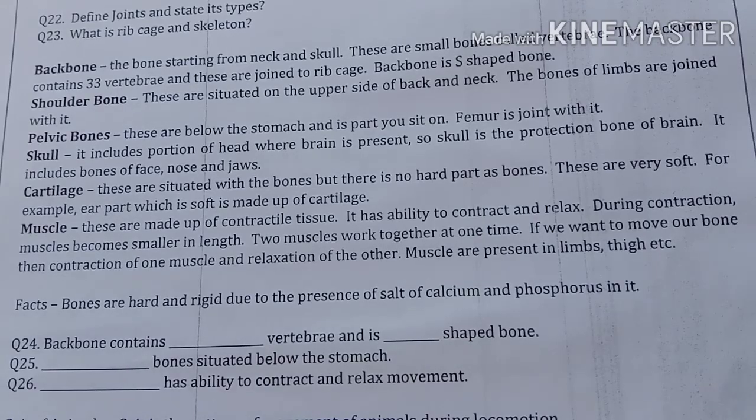The fact for today's class is bones are hard and rigid due to presence of salt of calcium and phosphorus. The bones are hard because these are made up of salts of calcium and phosphorus.